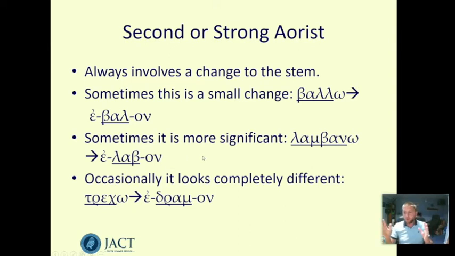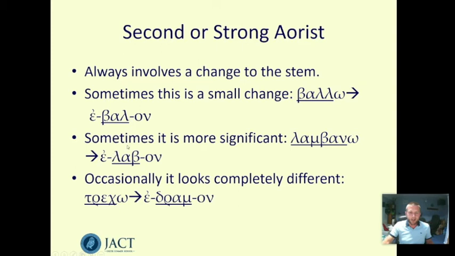So it's often called a telescope stem because you can see some of the letters there, but we've lost some of them. The mu, the alpha, and the nu are gone. And then just like we saw with go and went in English, there are some verbs. Trecho here is one example. I run becomes edramon, so the stem trech for the present becomes dram for the aorist.